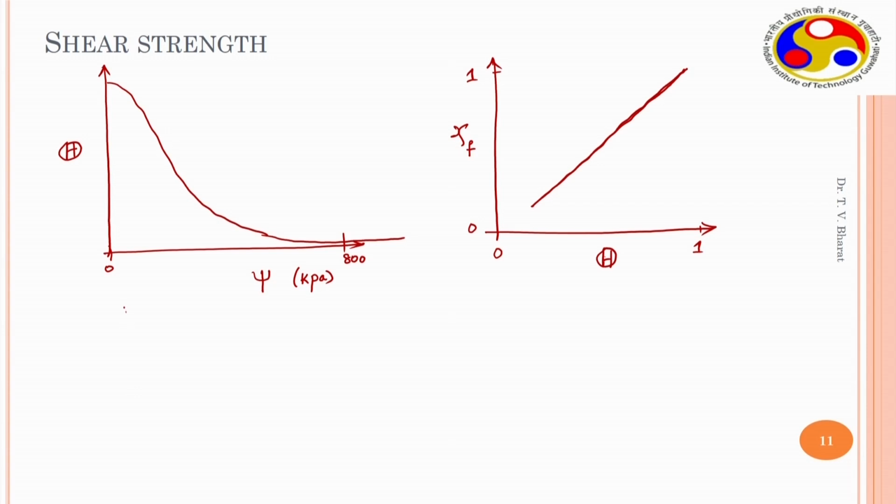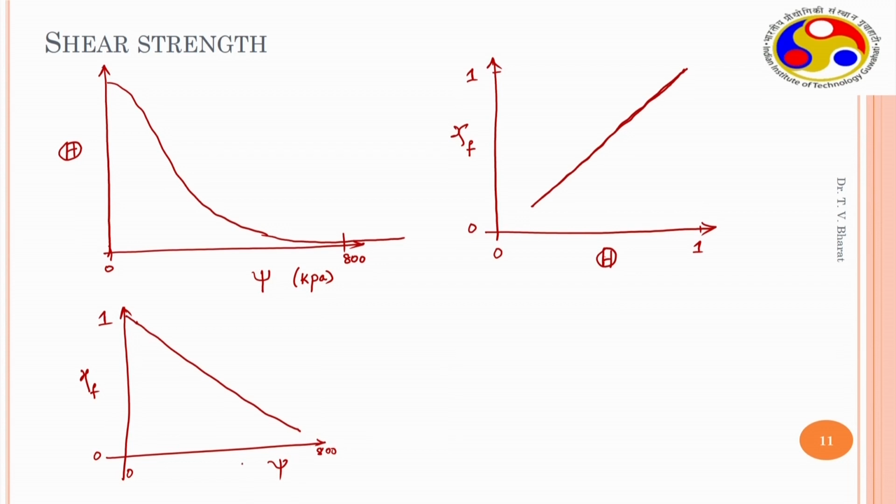If it is with suction, as the suction increases, xi_f becomes smaller and smaller and it goes to 0. This is 0 to, say, 800 kilopascal or something, and this is 0 to 1. When the suction is 0, this value is equal to 1, and when suction is very high, this value goes to 0. The experimental observation shows that this need not be linear also. In some cases it may be non-linear, and it could be varying like this, or it could be varying like this, etc.